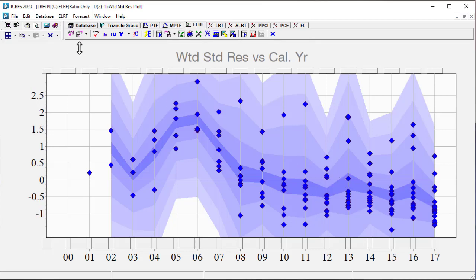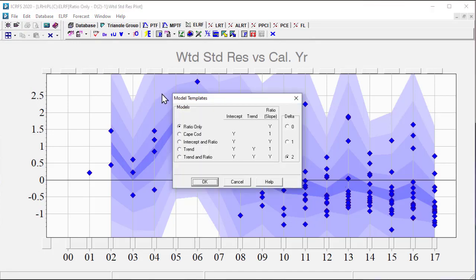Let's now open the model templates. Here we have options for the regression equations to include intercepts, trends down the accident years, as well as the ratios. What we're going to select now is the trend and ratio, and for each consecutive development period, we're going to be including an intercept in the regression equation, trend down the accident years, as well as the ratio in the presence of the intercept and trend.